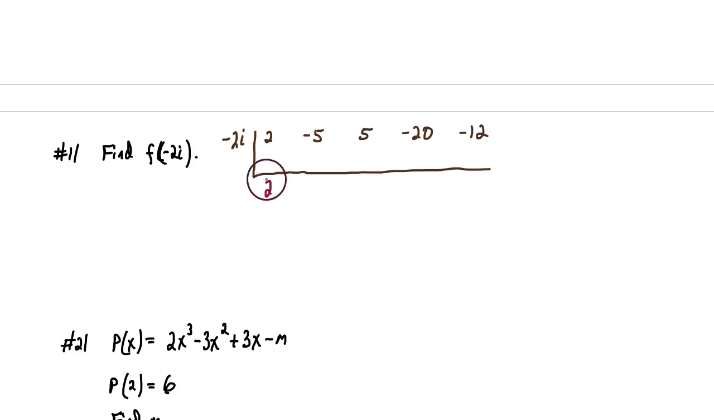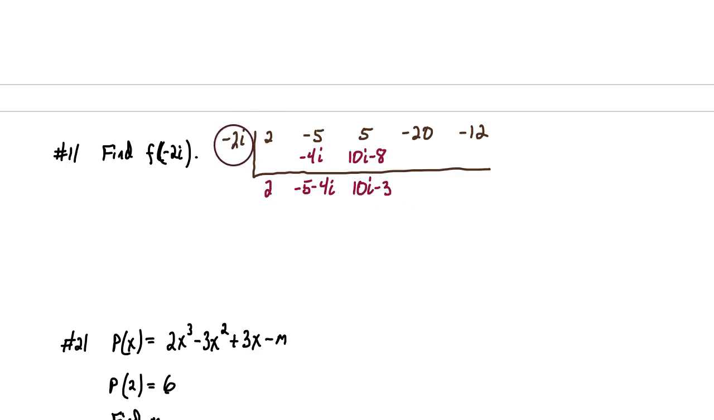Drop the 2 down, then multiply. That's negative 4i. Now add the real number to the imaginary number. That's negative 5 minus 4i. Now multiply that to what's out front. So negative 5 times negative 2i is 10i. Negative 4i times negative 2i is positive 8i squared, which makes negative 8. Now add these together. This is 10i minus 3.